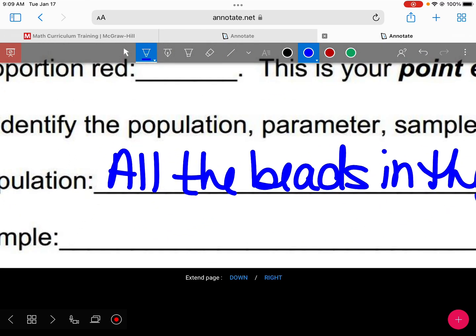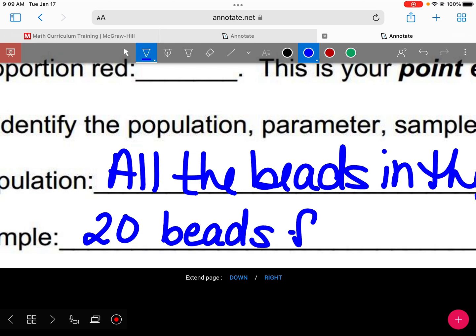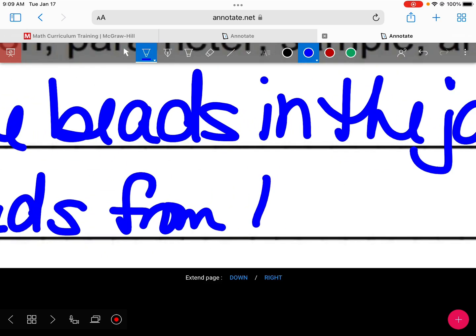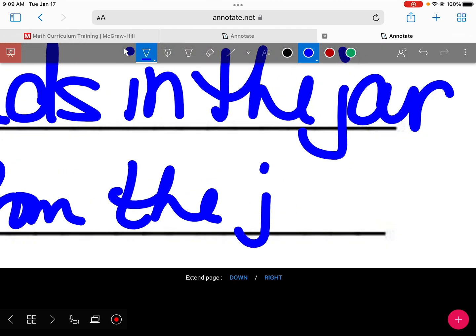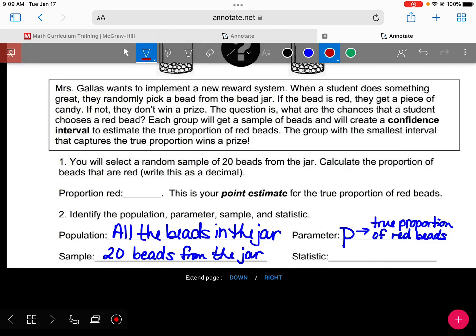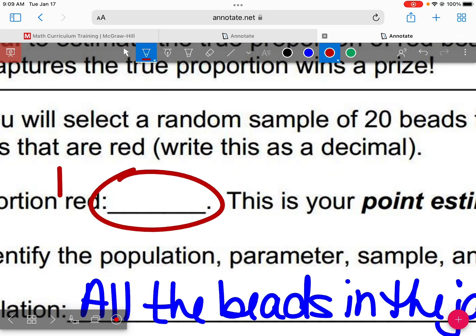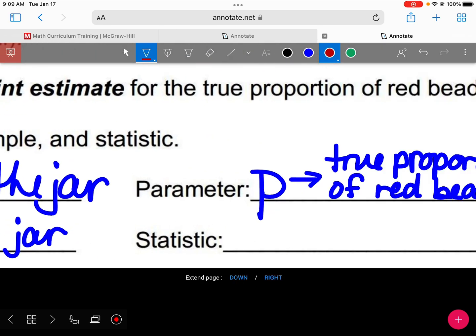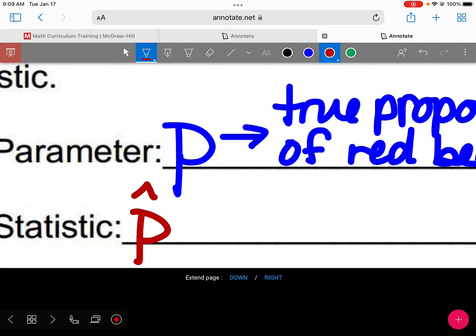What is our sample then? Yes, 20 what? 20 beads from this jar, yes. And what is the statistic? P hat, which is whatever you calculated. So whatever you had right here, this is your P hat. You need to put this on the line.